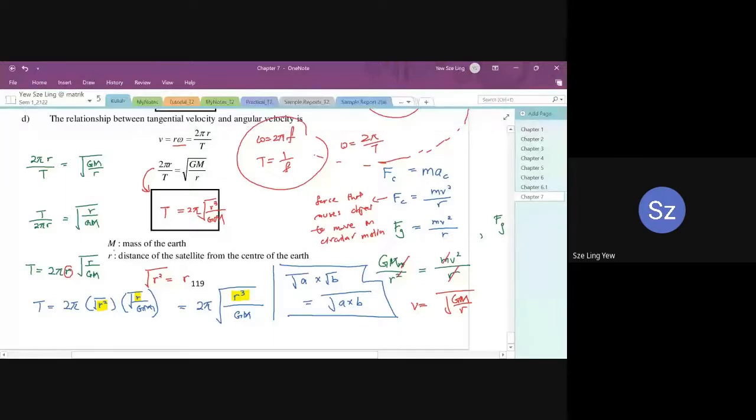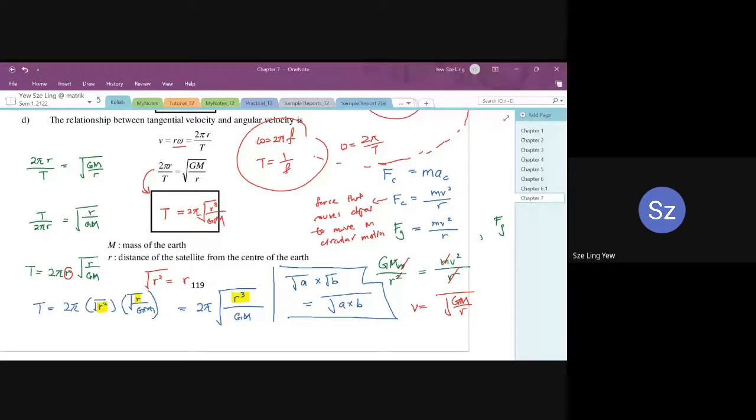This is a question students ask every year. So make sure you know how to obtain this r cubed. It is actually simple mathematics where you multiply two square roots together. All right, so that marks the end of chapter 7.